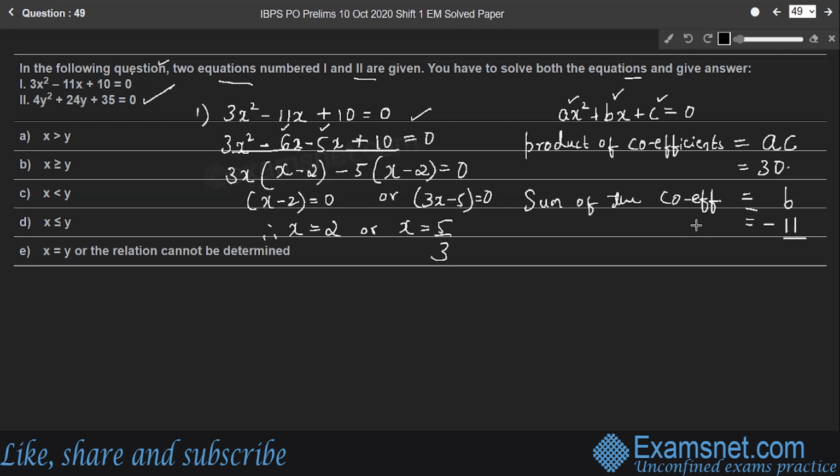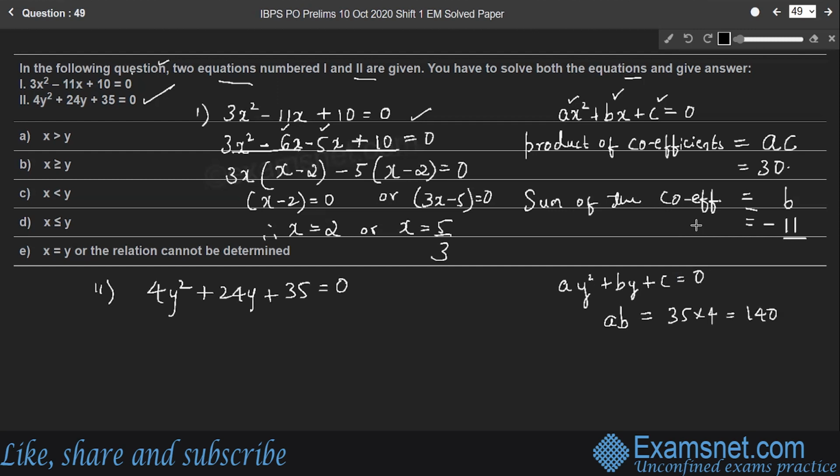Now solve equation number 2. 4y square plus 24y plus 35 is equal to 0. Again, this quadratic equation is in the form of ay square plus by plus c is equal to 0. Here, the product a into c is 35 into 4, which is 140, and b is 24, right?